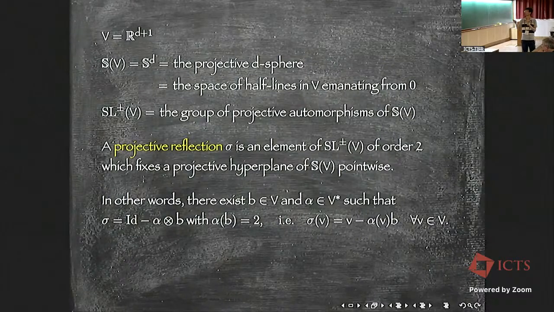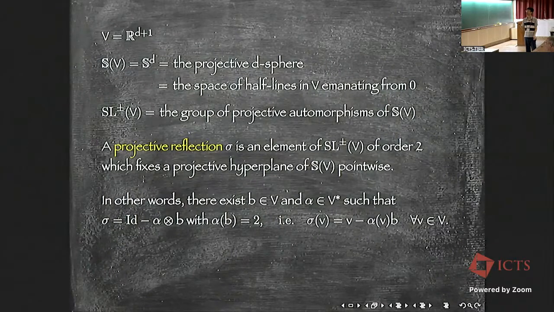Then you consider the projective spheres. This is simply the space of half lines starting from the origin. So it's simply the double cover of the projective space. And the group of projective automorphisms of these projective spheres is simply SL plus-minus, which is the matrix group whose determinant is plus or minus 1. So this is again the double cover of PGL D plus 1 R.